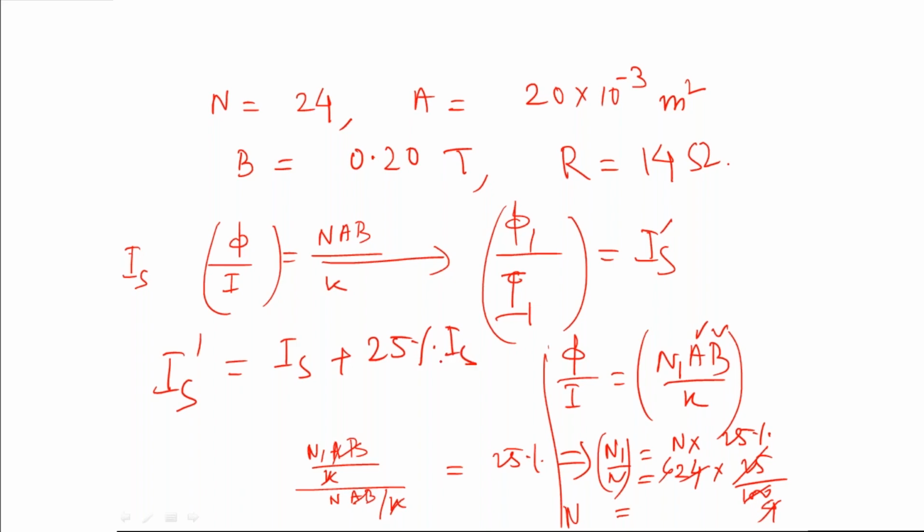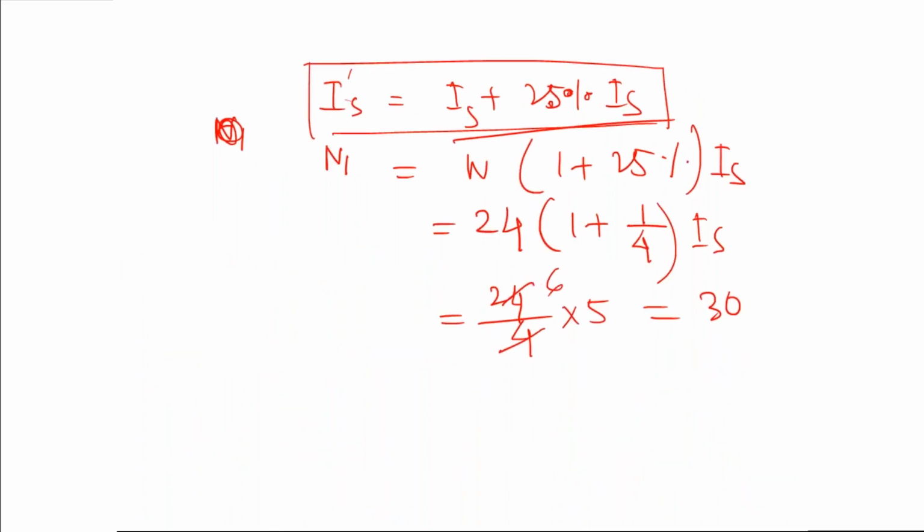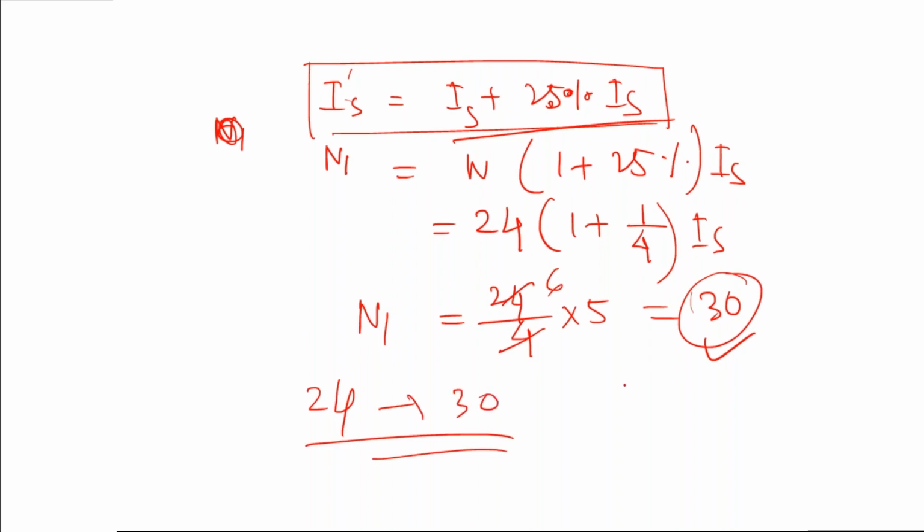For that, how many turns do you need? If you get this ratio, you will get this gain. So you have to multiply: n1 is equal to n into this multiplication. That is what I have done here. That's how you get the new number of turns. You have to include this many turns in the coil, equal to 30 turns, so that your sensitivity will be increased by 25%. Okay, so this was the question.